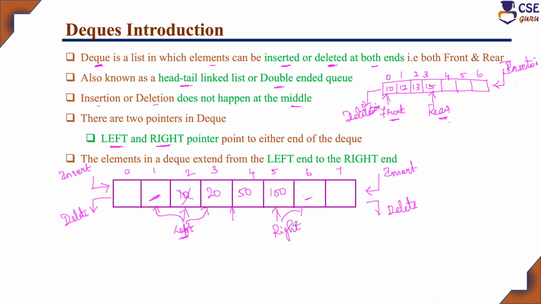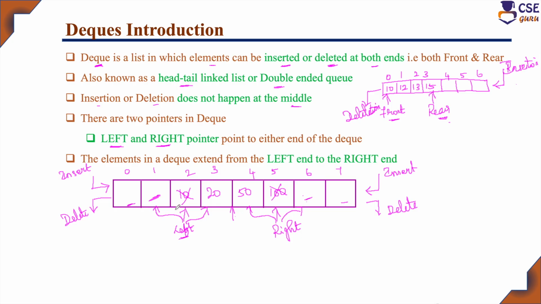And if you want to delete, just decrement the right pointer, and automatically this element will be deleted. Only increment and decrement are going to be used. And when it reaches the max position and the 0th position, the handling is different for insertion and deletion. That we will discuss later while implementing the operations.